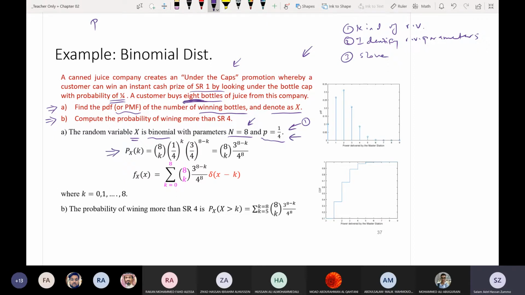We know that the PDF looks like this. It's a series of deltas, each weighted by the probability of x equal k. The probability of x equal k, for short written as p_X of k, is 8 choose k, (1/4) to the power k, (3/4) to the power 8 minus k. And for short, it comes to this after simplification. Clear?